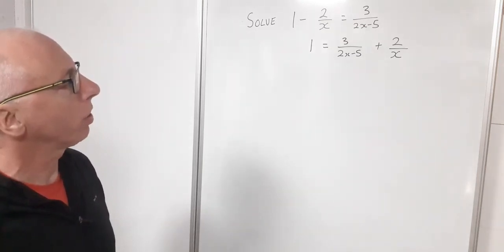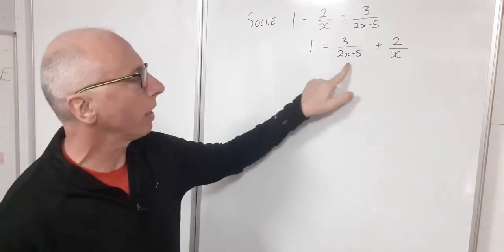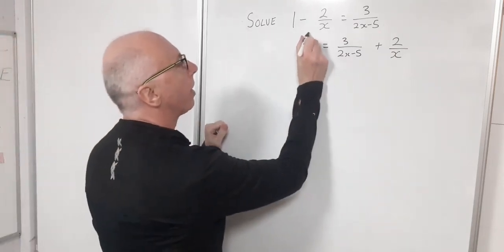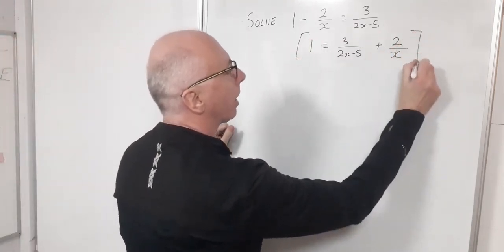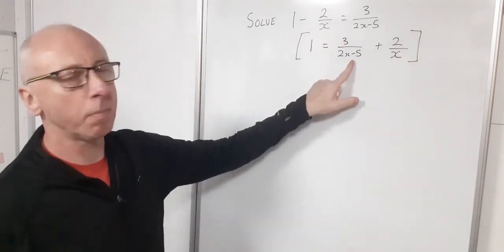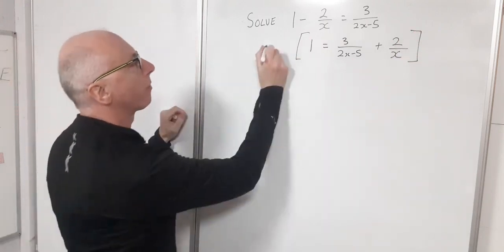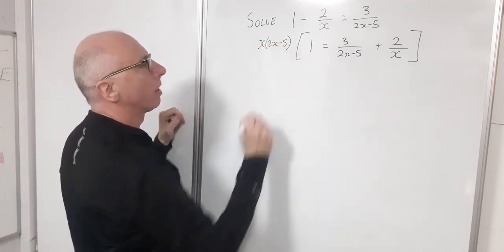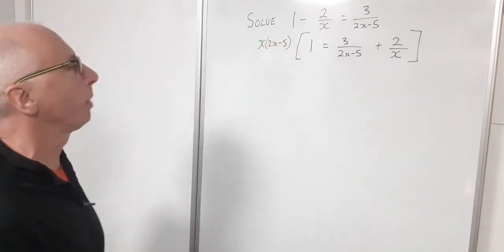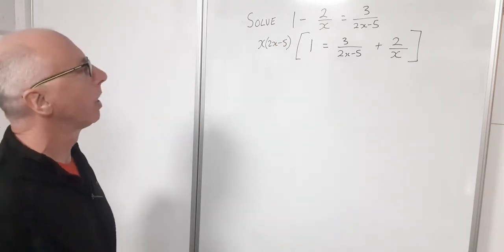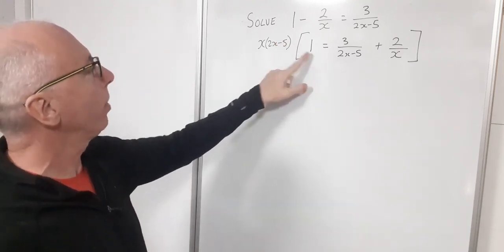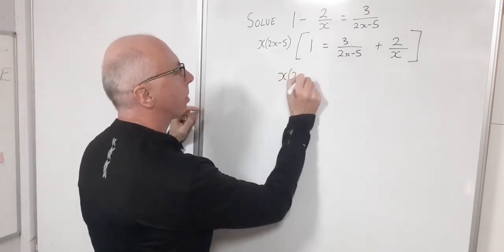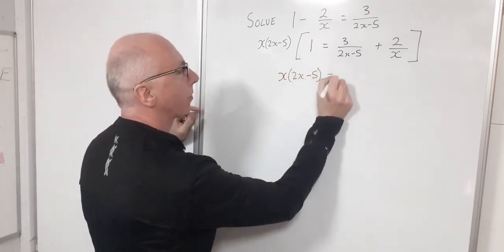So what I want to try and do now is get these denominators to disappear. So if I put a big bracket here and multiply everything by 2x minus 5 times x, so x, 2x minus 5, I should be able to simplify it a little bit better. So multiplying all this by 1, I'll just be left with that. So I can write x, 2x minus 5.